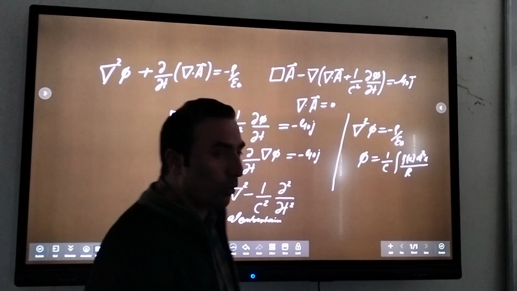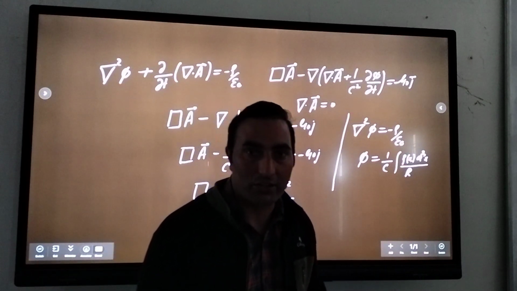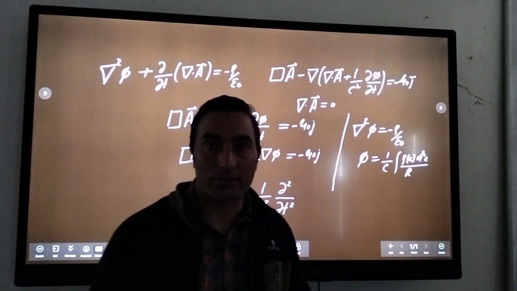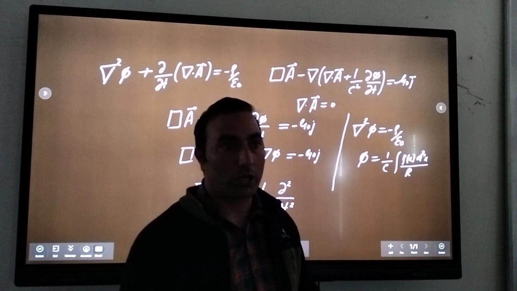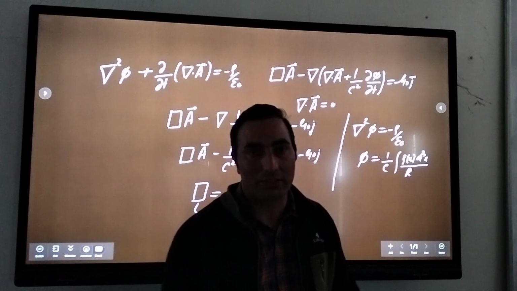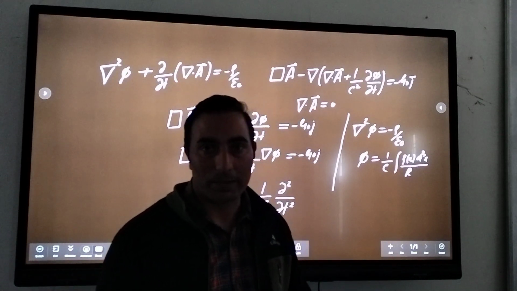So this is the way we can impose conditions like gauges in order to simplify our problem. The differential equations we had were coupled differential equations in terms of phi and A. So in order to decouple them, to separate them, we choose some kind of conditions. One condition is called the Coulomb gauge condition, right?